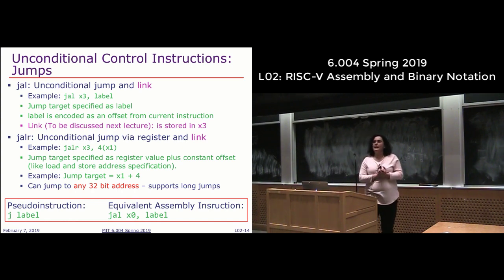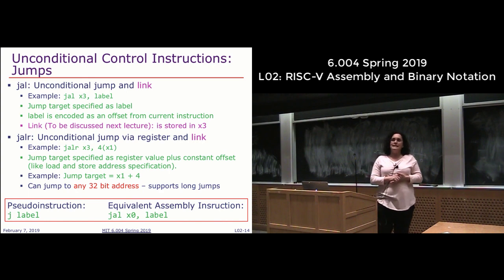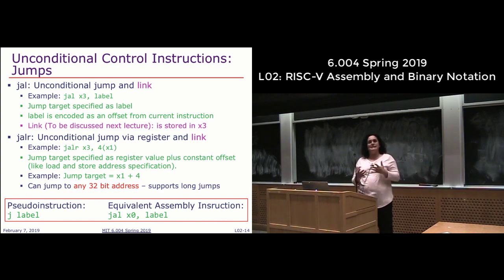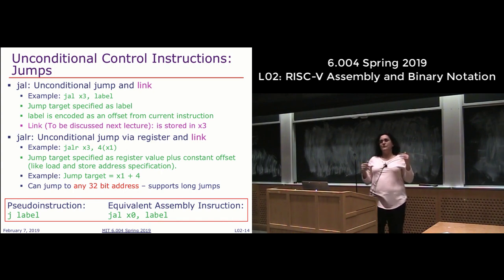Similarly, I have a JALR jump instruction, which is also an unconditional jump, except that the difference here is that instead of specifying my destination as a label, I'm going to specify a register which holds the address of the location that I want to jump to.